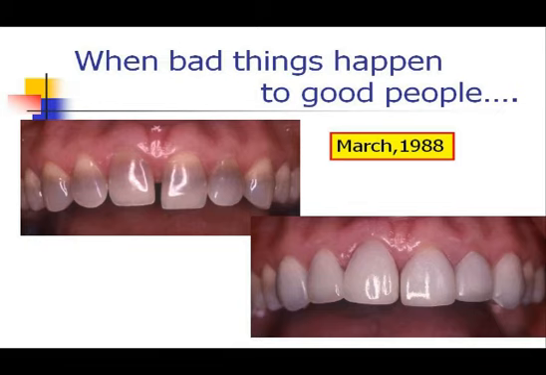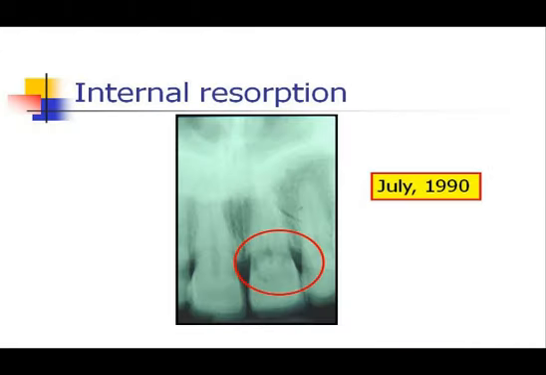We placed porcelain veneers, masked the discoloration due to the antibiotic staining, and sent the patient away. When the patient came back for routine recall, we noticed that there was a red spot on the lingual surface of number 9. We looked at it. We could get under it. We took a radiograph and noticed internal resorption.